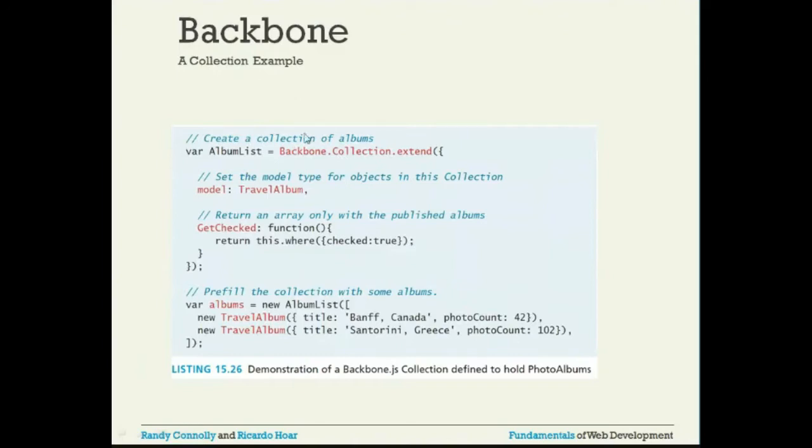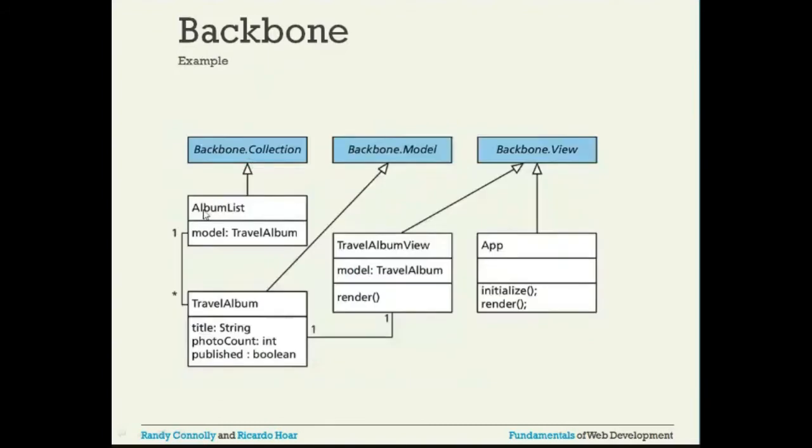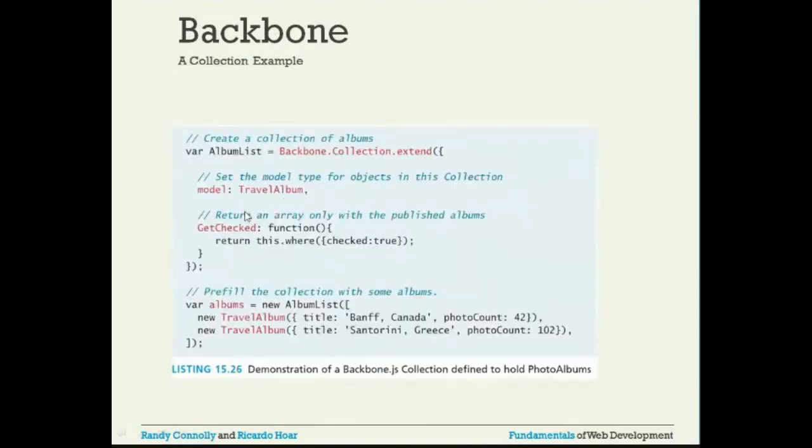This is the creation of the collection. Create collection of albums. How is it created? The name is album list. That is the name of the collection. It is created by extending the backbone.collection.extend, and this is the opening parenthesis and this is the closing parenthesis. Inside, the model is travel album. So you set the model type for the objects in this collection. So in this collection, you are going to have a model type of a travel album.